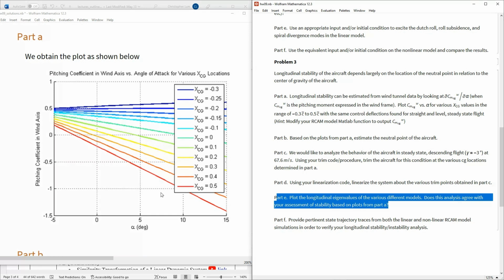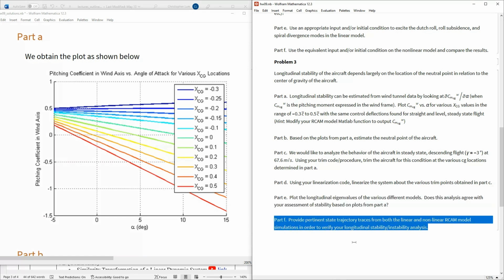And again, that makes perfectly good sense. You are physically changing the system by changing the center of gravity of the aircraft. Therefore, I would expect the linear models to change, and therefore the eigenvalues to change. So that's what we're doing in part E: assessing where you have a problem. One of these CG locations should probably yield some type of problem where the aircraft becomes unstable. So the last thing we'll look at is, if it's unstable, why don't I just simulate that? I'll simulate the linear system and the nonlinear system to verify whether the system is stable or not.